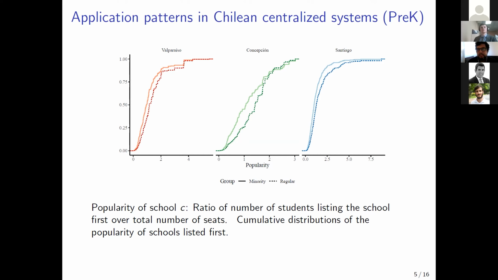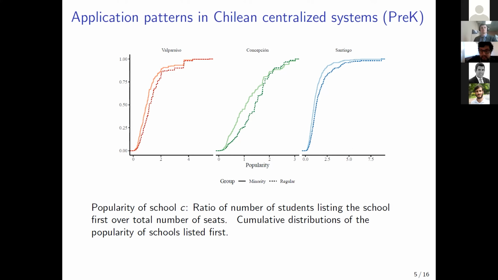And then for each group in each city, we compute the CDF, the cumulative distribution function of the popularity of the schools listed first. So here, for example, for Santiago, we have the CDF for the regular students in dotted lines. We have the CDF for the minority students in continuous line. You can see that regular students tend to apply to high popularity schools much more than minority students. And it is the same result for other cities.